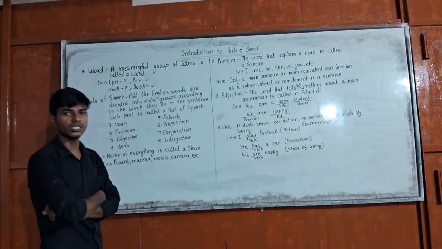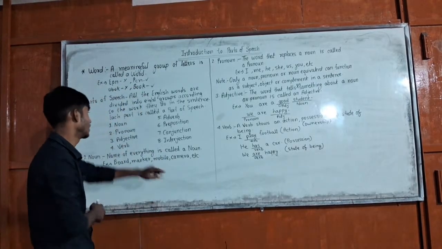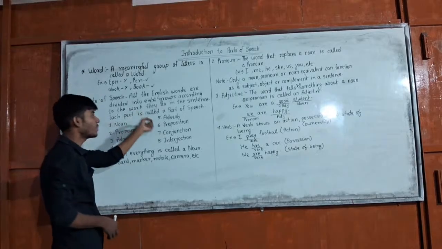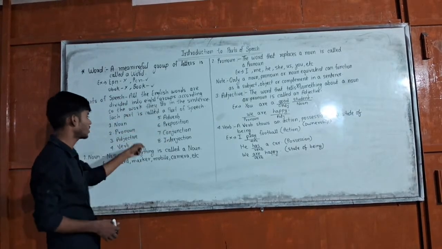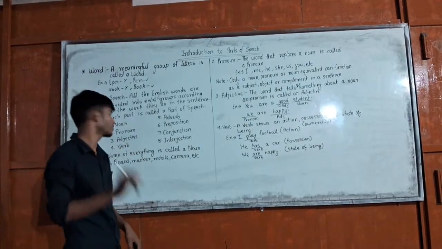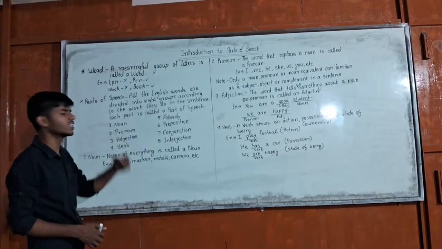All the English words are divided into 8 groups according to the work they do in the sentence. Right? And each part is called a part of speech, and all these 8 parts are called parts of speech. Now coming to noun. Name of everything is called a noun.